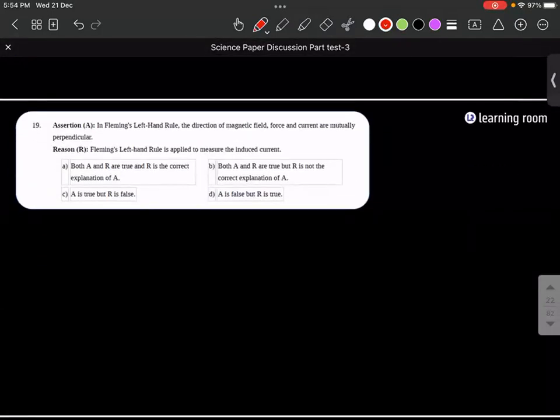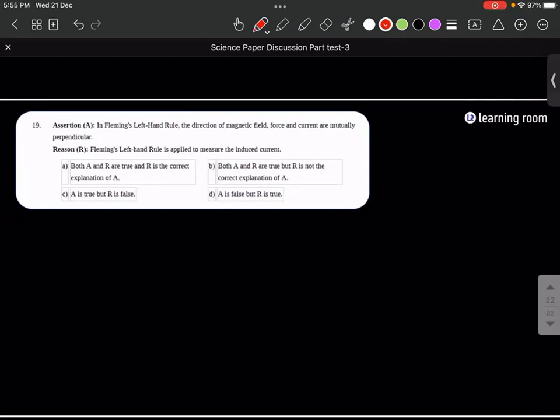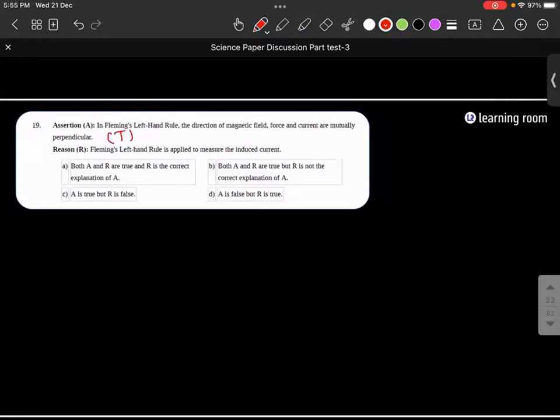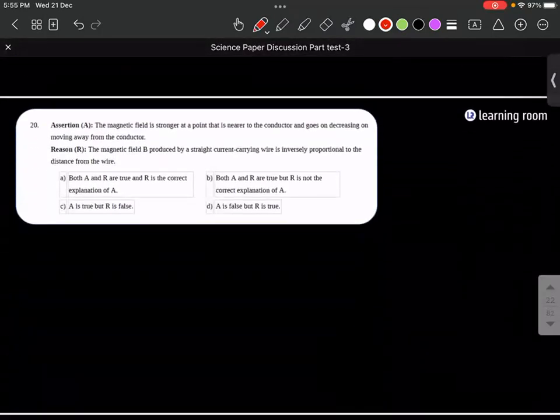19th. In Fleming's left-hand rule, the directions of magnetic field, force, and current are mutually perpendicular. True. Fleming's left-hand rule is applied to measure induced current. No, it is used to measure the force. So the answer is A is true, R is false.